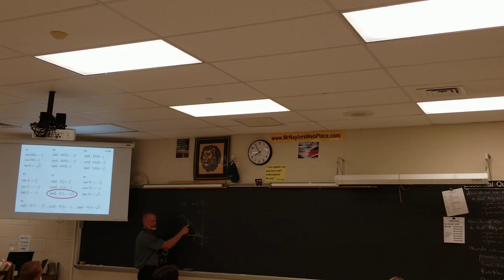1 is across from 30. 2 is always the hypotenuse. Root 3 is across from 60. Of course, we've got a negative sign here. We might as well get that right.